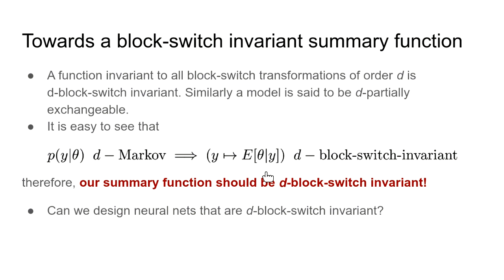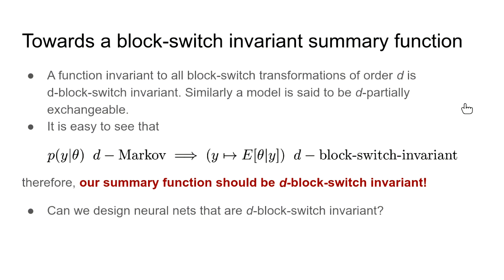All right. So if you want to learn the posterior mean, or actually any function of the posterior, we should want our summary function to be block switch invariant. Exactly in the same way that before we wanted our function to be invariant to all permutations. In this Markov case, we want our summary function to be block switch invariant, because the actual posterior mean will be block switch invariant. All right. So if we look in this functional space, we want a functional space that both contains the right function and is parsimonious enough. So now the question is, of course, can we design neural nets that are block switch invariant?